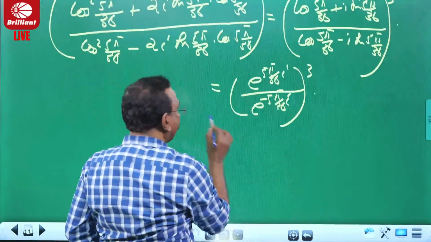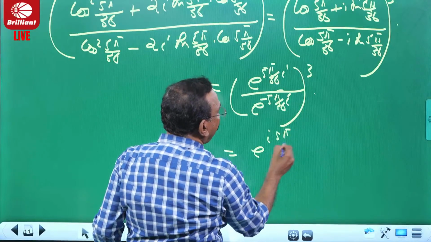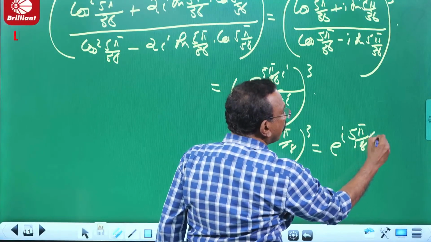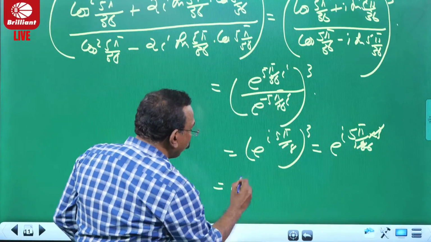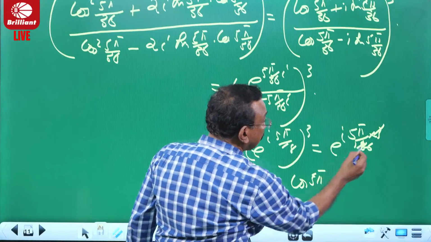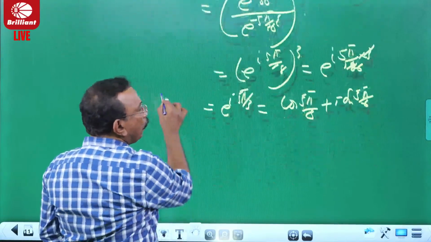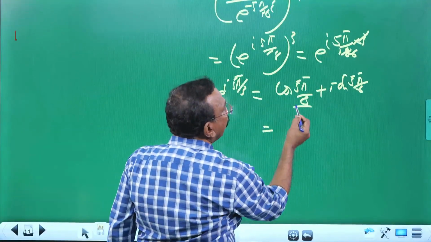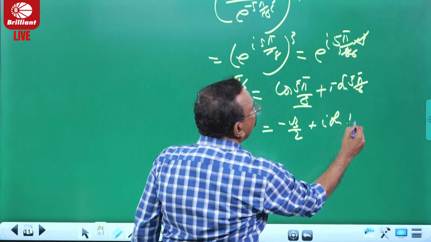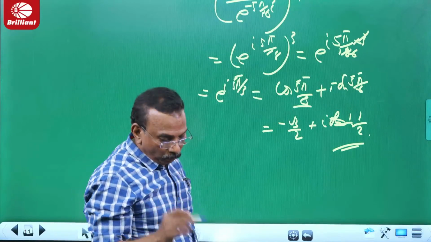So clubbing together, what will this become? When you subtract the exponents, it is equal to e raised to i 5 pi by 18, the whole cube. That is equal to e raised to i 5 pi by 18 into 3, and this cancels. You get e raised to i 5 pi by 6. This is equal to cos 5 pi by 6 plus i sine 5 pi by 6. So we can apply the value directly, as this is in the second quadrant: cos 5 pi by 6 is minus root 3 by 2, plus i sine 5 pi by 6, which is actually 1 by 2. So we can see the answer from that.